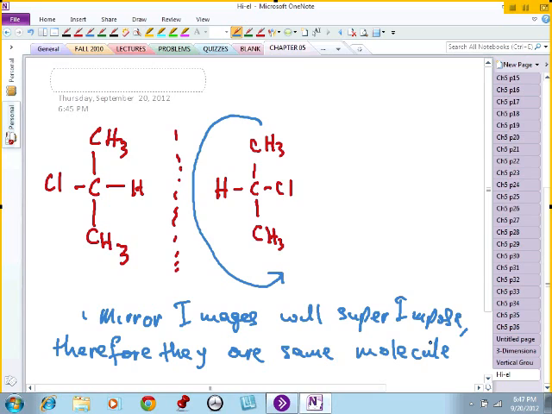Now, let me give you another example. In this molecule here, this is carbon. The brown is the bromine. White is hydrogen. The red, think of it as the hydroxy group, OH group. And of course, this is our methyl.